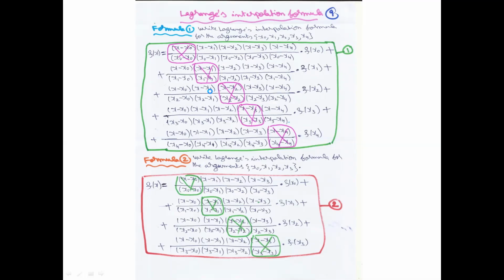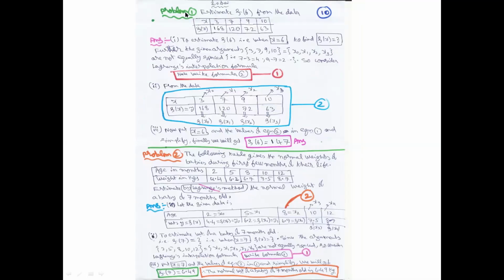Now let us see how to work out problems on this. Problem number 1: Estimate f of 6 for the data. The x values and f of x values are given. So estimate f of 6. That means x is equal to 6, and f of x is the question mark. The argument is given, and we want to find the respective entry. So this is nothing but interpolation.